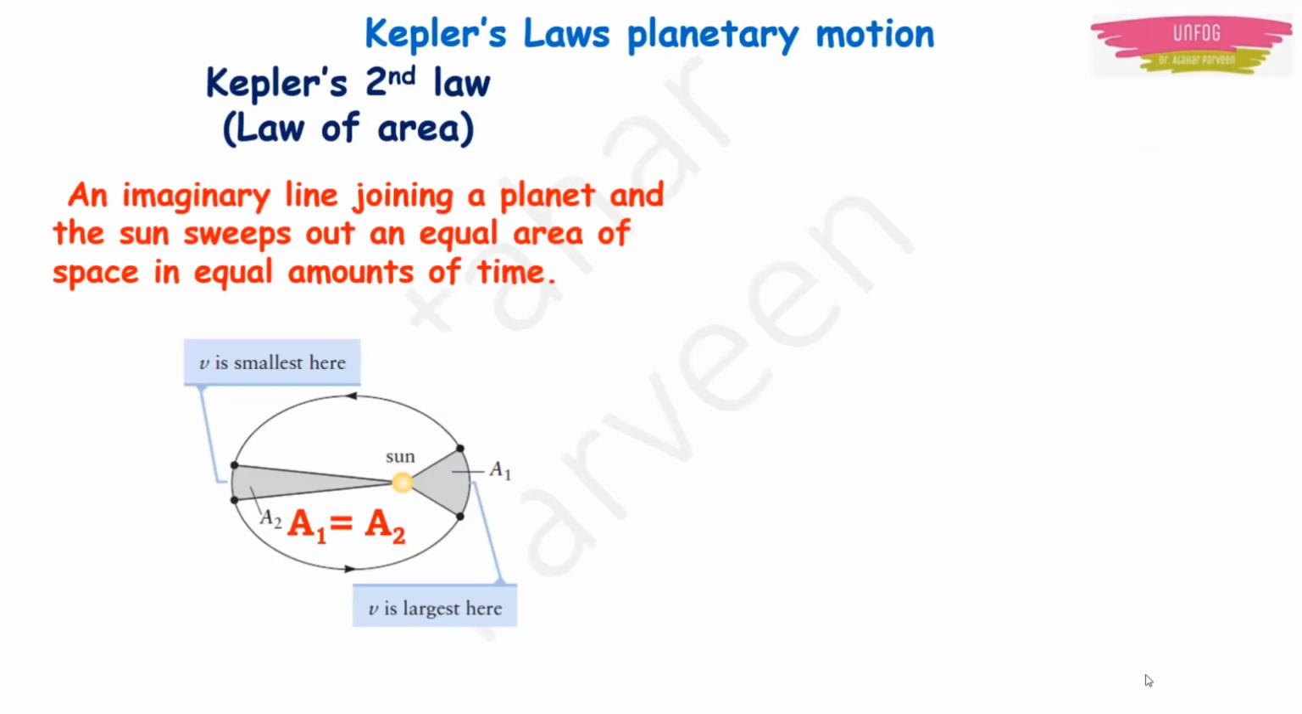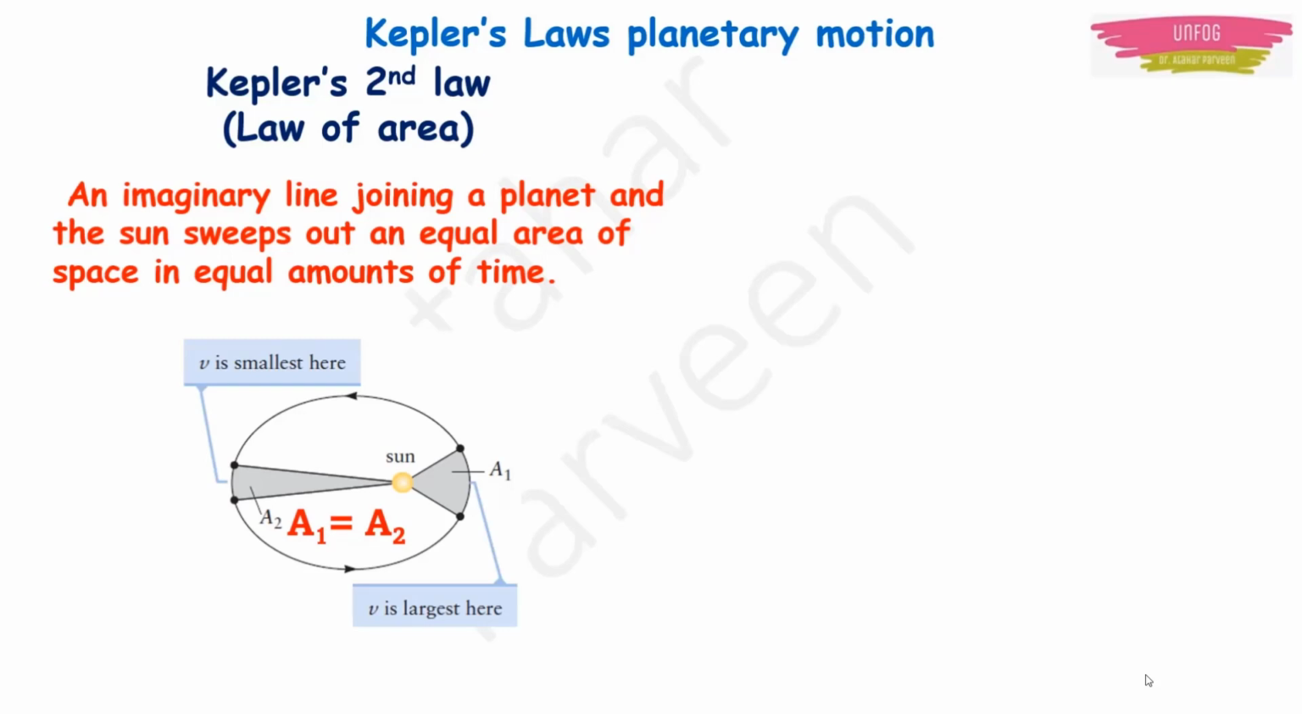Then in the second law he told that there is an imaginary line which joins the planet and the sun, and it sweeps out equal area of space in equal amounts of time. That means in one particular time the planet will have moved over that much area only, whether it is nearby the sun or far away, because we are talking about an ellipse, right? So whatever it is, in a particular time, if you calculate the area, the planet will have swept the same area in that particular time. So this is Kepler's second law. It is commonly known as the law of areas.